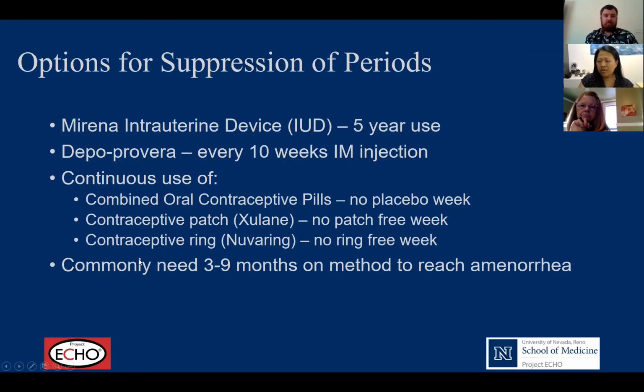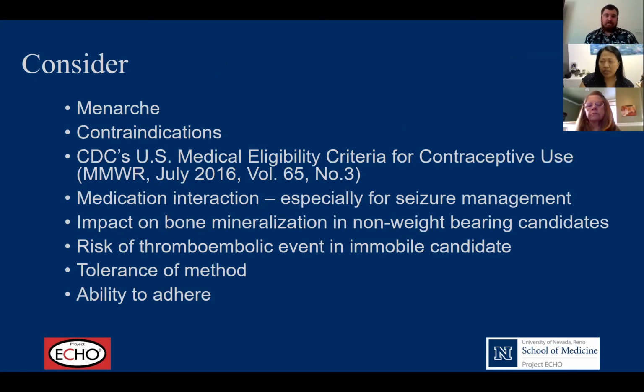And then these are the different options you can use. I think the one that's actually being suggested more often by our OBGYN colleagues is the Mirena IUD. You could also do Depo out of the office. And then you could use other methods continuously, where there's no placebo week. But it usually takes about 9 cycles on one of these methods to actually get to amenorrhea, but you can do it. But there's a lot of things to consider, especially in this case.